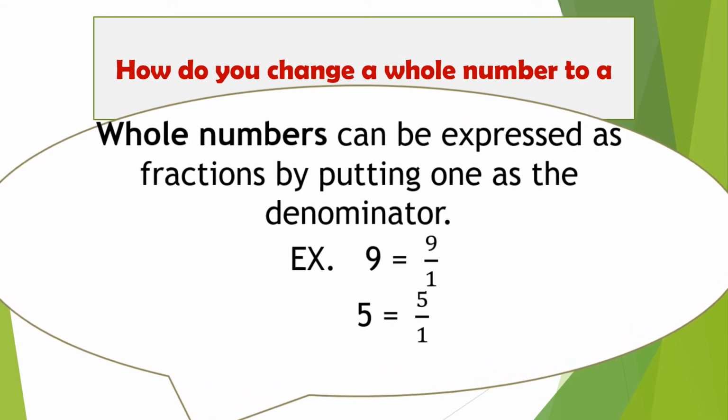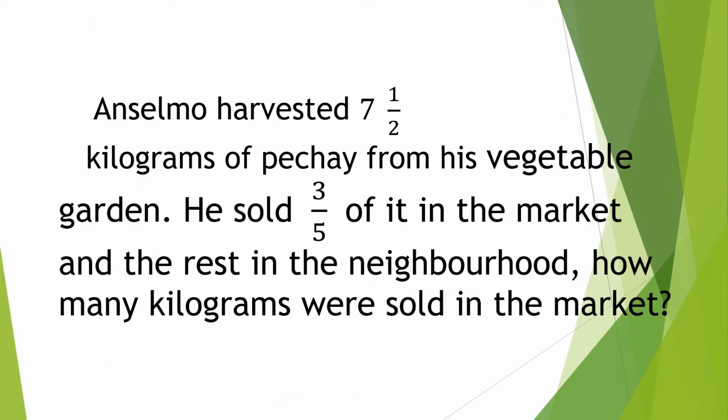How do you change a whole number to a fraction? Whole numbers can be expressed as fractions by putting 1 as the denominator. For example, 9. Okay, so put 1 as the denominator, and that is 9/1. Another example is 5. So you put 1 as the denominator, so that is 5/1. Okay, so these are the skills that you have to recall before going to our new lesson.